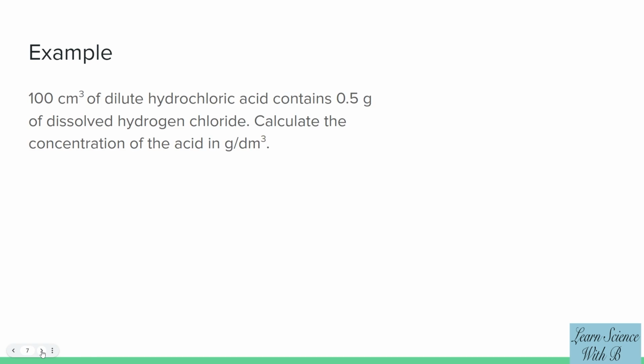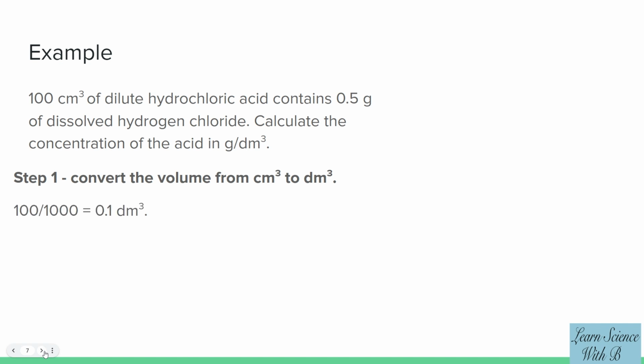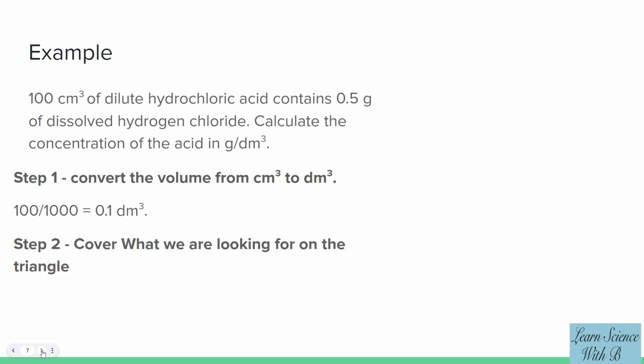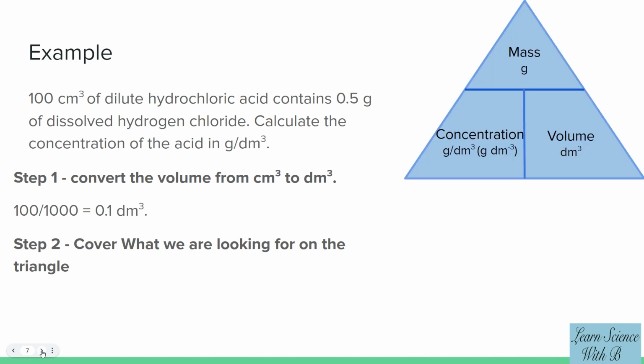100 cubic centimeters of dilute hydrochloric acid contains 0.5 grams of dissolved hydrogen chloride. Calculate the concentration of the acid in grams per cubic decimeter. Step 1. Convert the volume from cubic centimeters to cubic decimeters. To do that we need to divide 100 by 1000, which is 0.1, and now the volume is in cubic decimeters. Step 2. Cover the triangle to find out the equation needed to work out concentration.